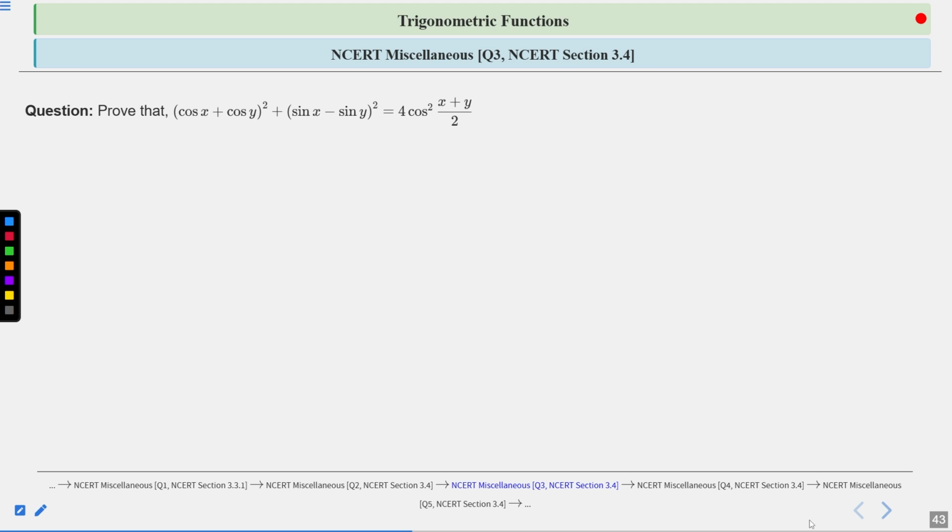Now let us see NCERT miscellaneous question number 3. Prove that cos x plus cos y whole square plus sin x minus sin y whole square is equal to 4 cos square x plus y upon 2, right? Again, you have some time to solve or think about this question. After that, we will move to the solution part, right?